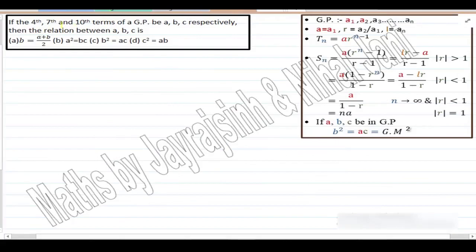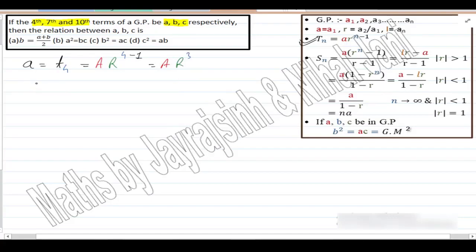So let's go. Our question is: if the 4th, 7th and 10th terms of a GP are A, B and C respectively, then we need to get the relation between A, B and C. So first of all, let's get the values of A, B and C in terms of GP. We can say our A, which is the fourth term, will be capital A, which is the first term of the GP, and capital R, which is the common ratio of the GP, raised to 4 minus 1, or we can say A R raised to 3.